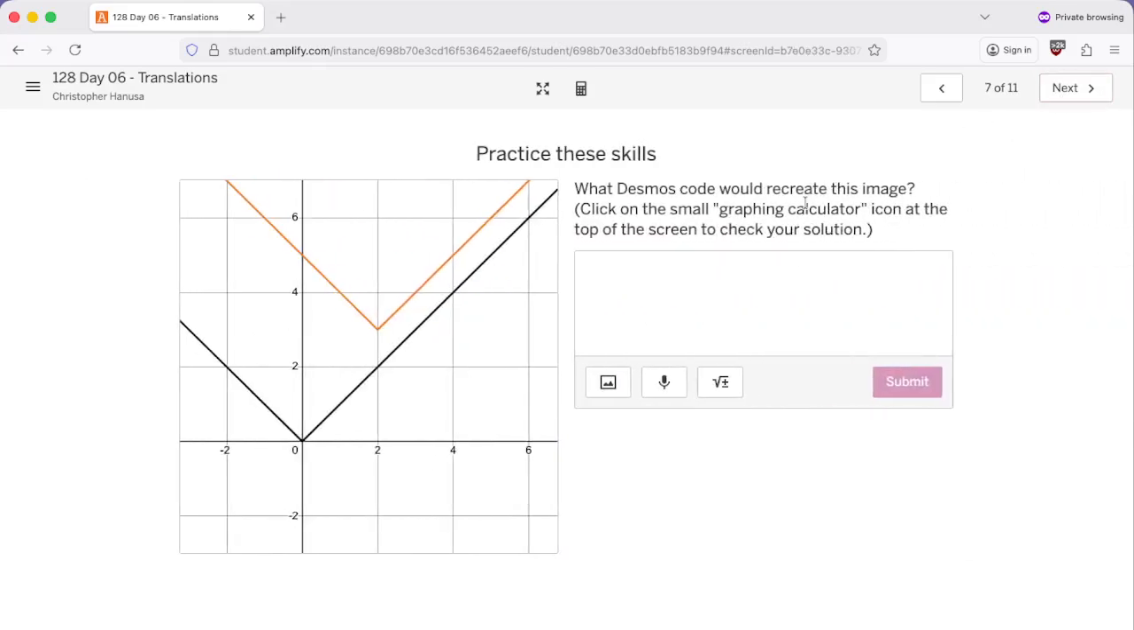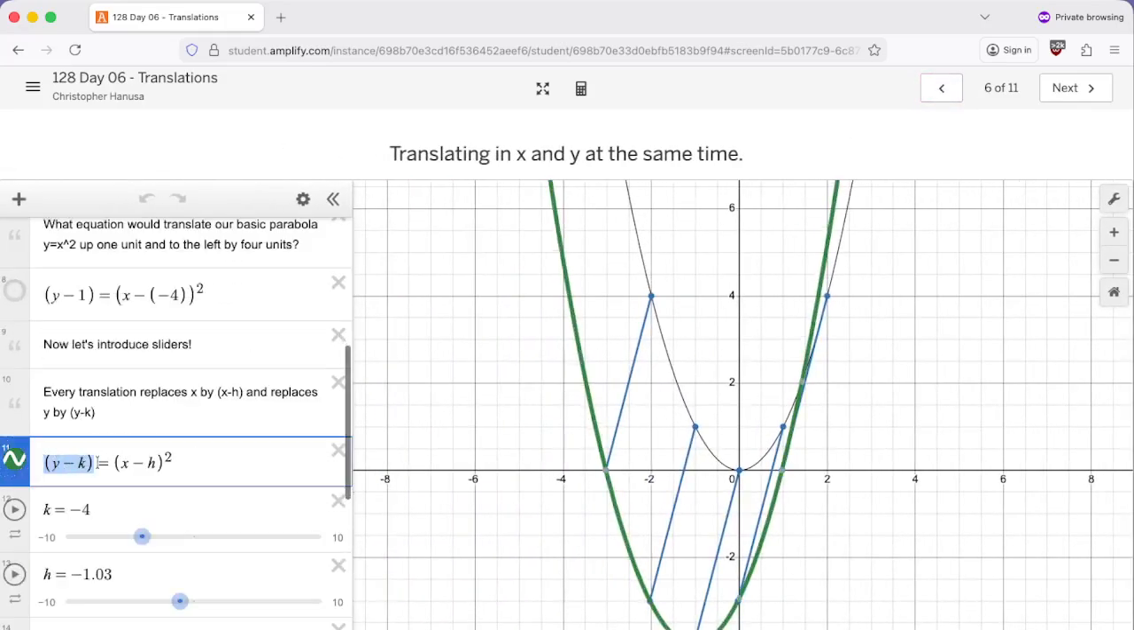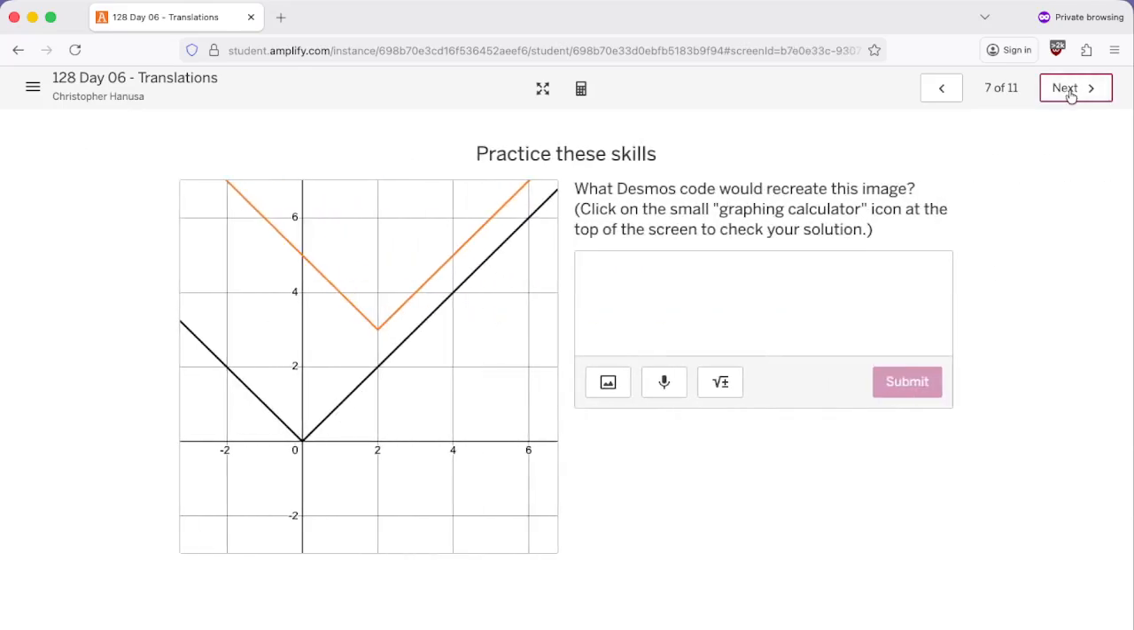Okay, let's practice these skills. So how do you recreate this image? Use your little graphing calculator here to check your solution. And as you're working on this, remember what we did. Every time we saw a y, we replaced it by y minus k. Every time we saw an x, we replaced it by x minus h. So try that out.